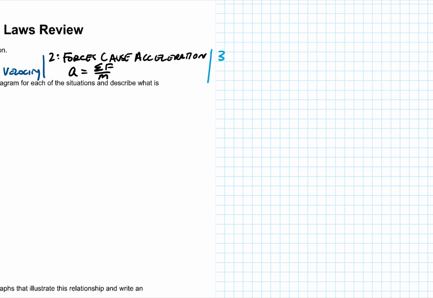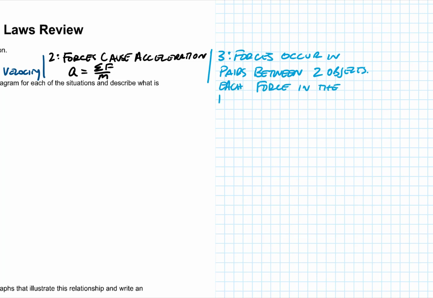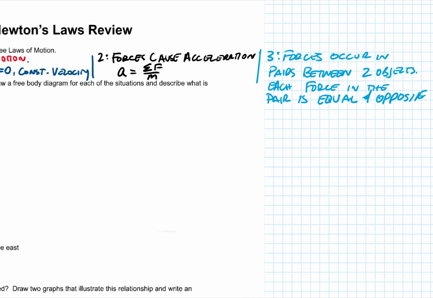And the third law, for every action there's an equal and opposite reaction, tells me that forces occur in pairs between two objects. And each force in the pair must be equal and opposite. We played around a lot with that too. So, those are Newton's 3 laws.